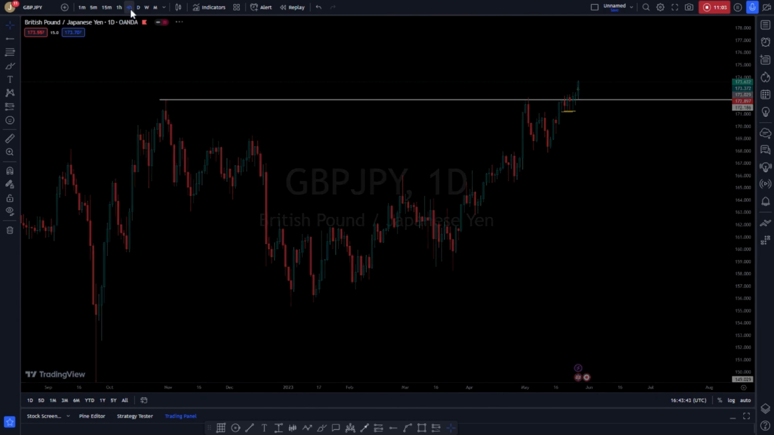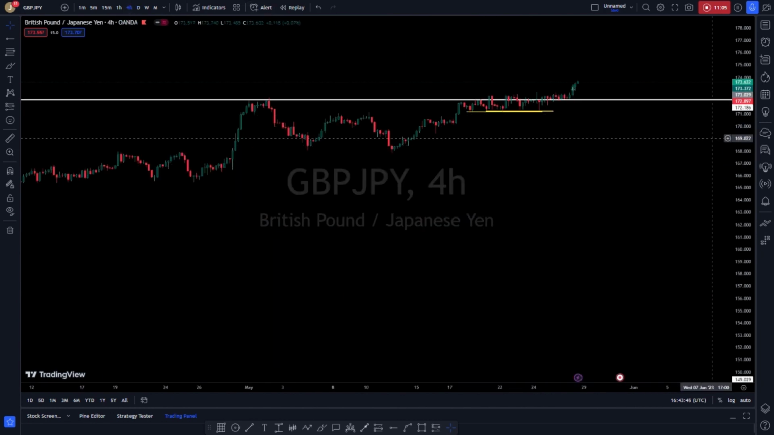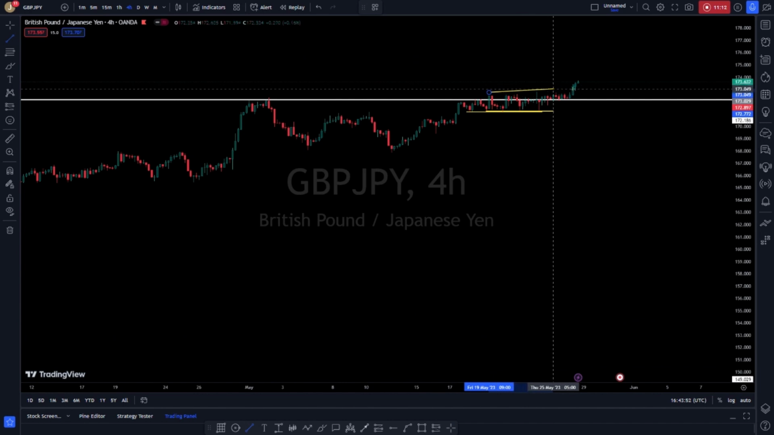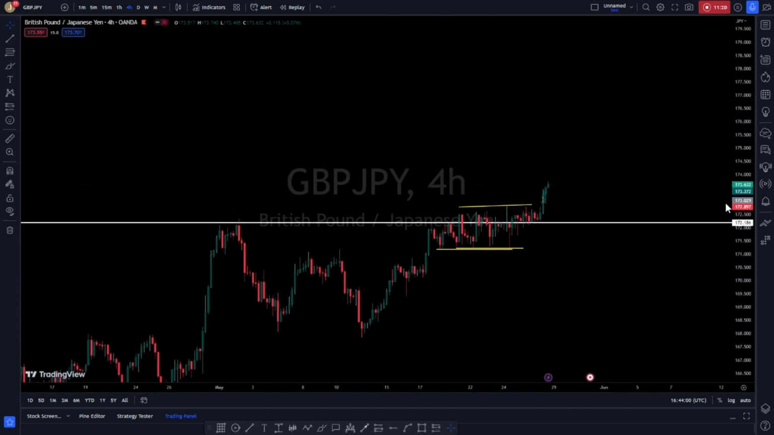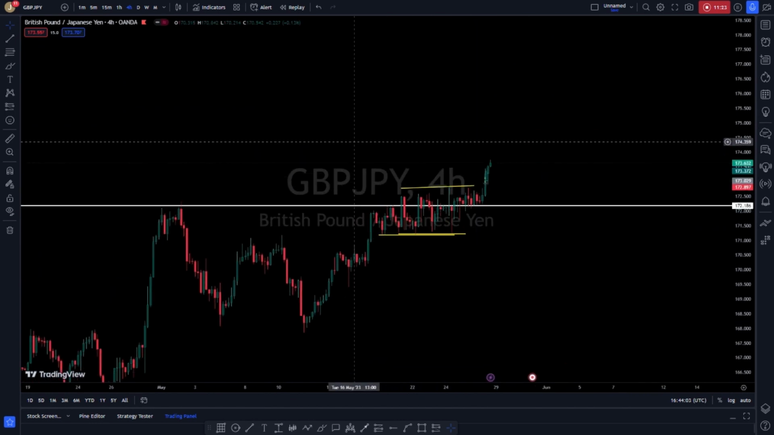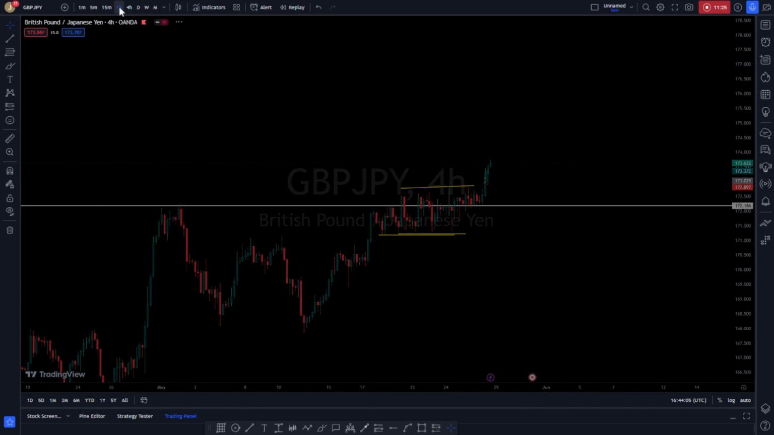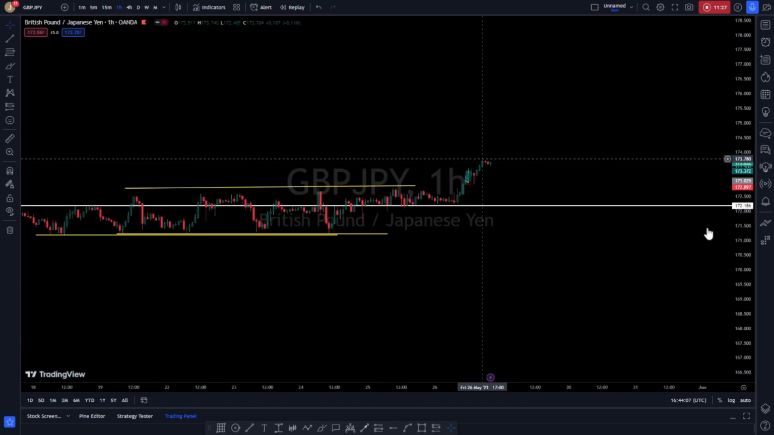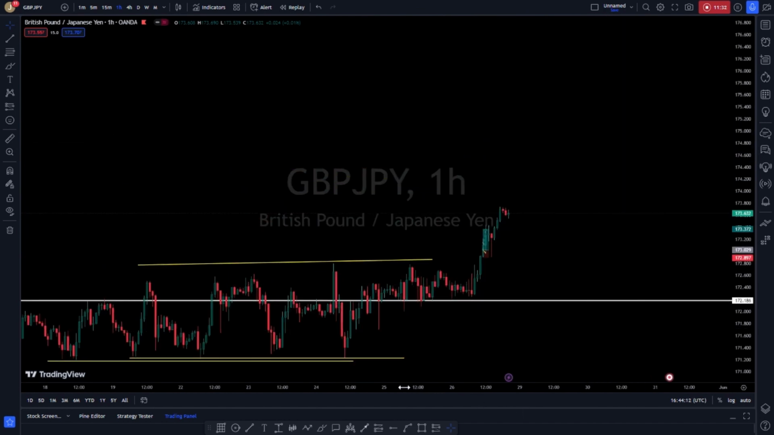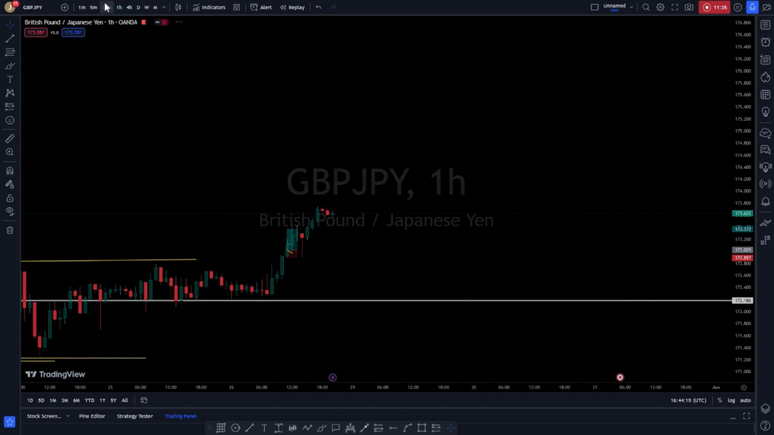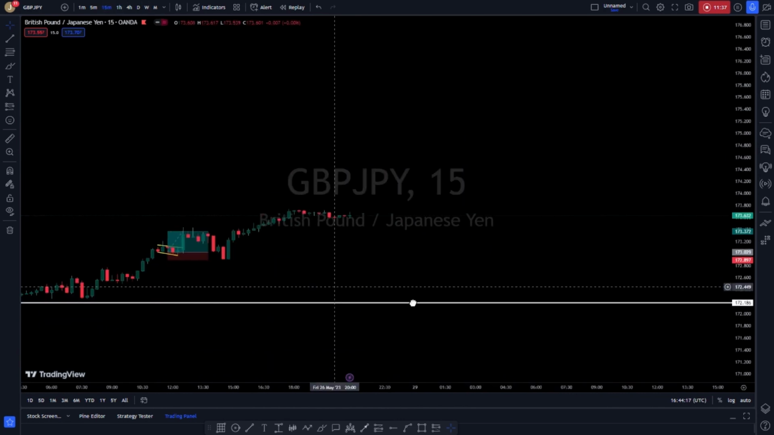So on GBPJPY we'll be looking forward to the continuation of the buy. So let's see the lower time frame. Let's go to the 50 minutes for a clearer view.